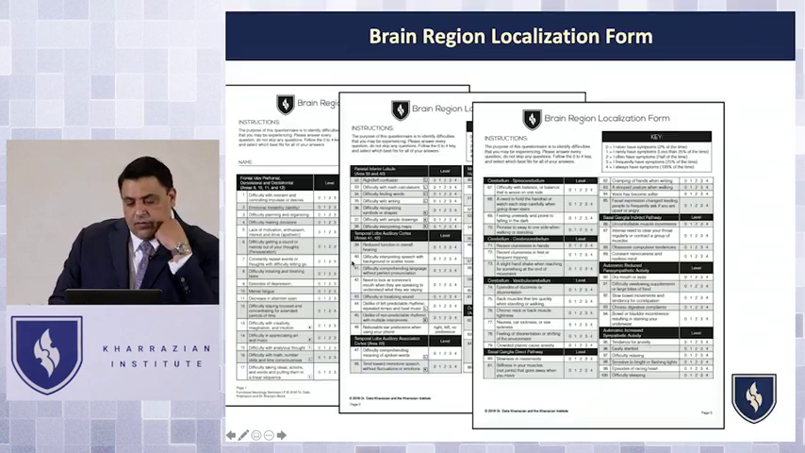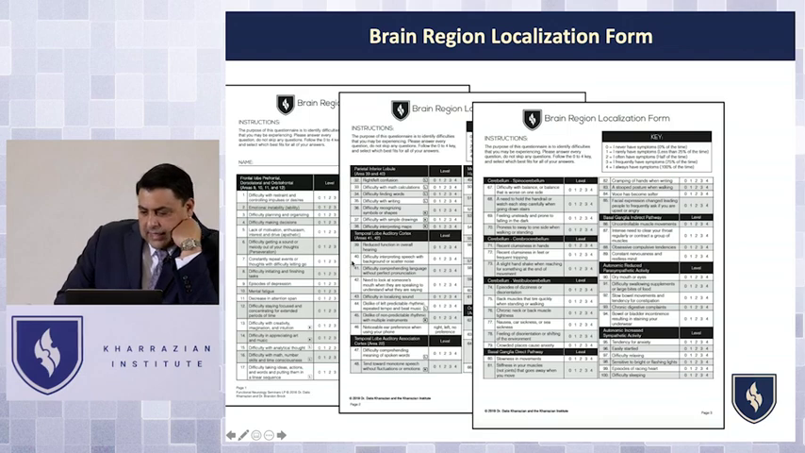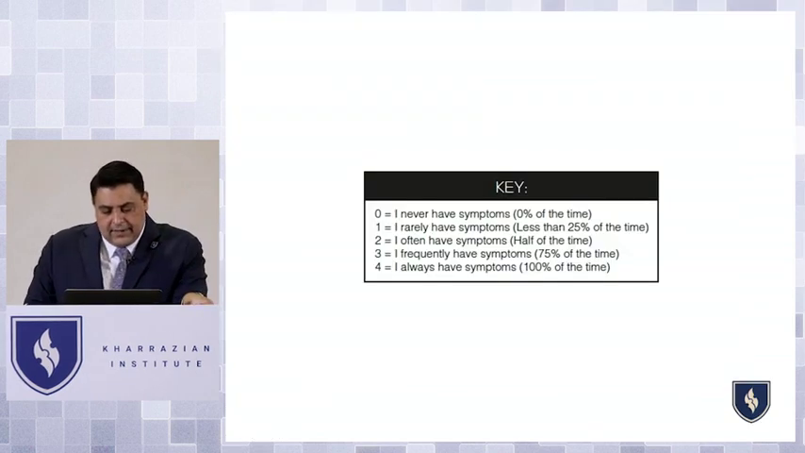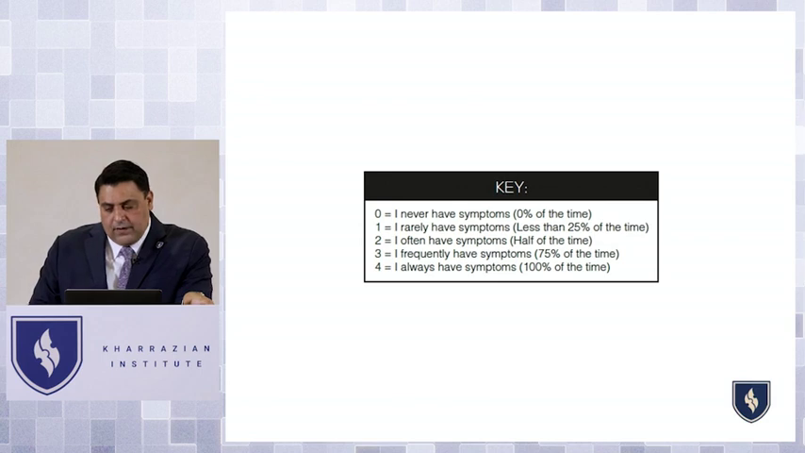Now, this form is going to go through and in 3 pages really give you a good idea of what's happening in each region of the brain. The way this form is designed to be interpreted is, if they have no symptoms, they mark 0. If they have the symptoms 25% of the time, they mark 1. If they have the symptoms half the time, 50% of the time, they mark 2.